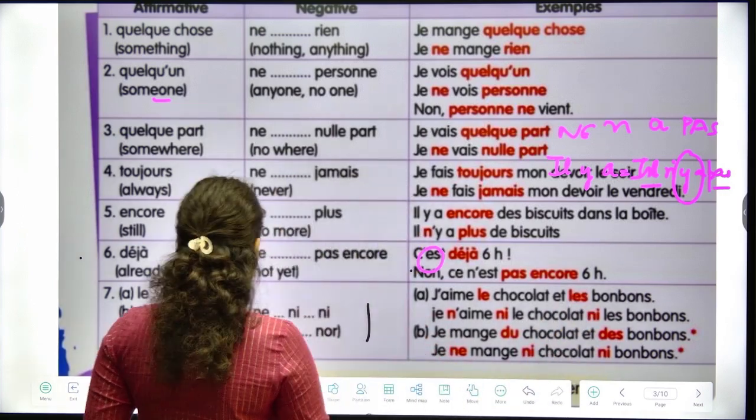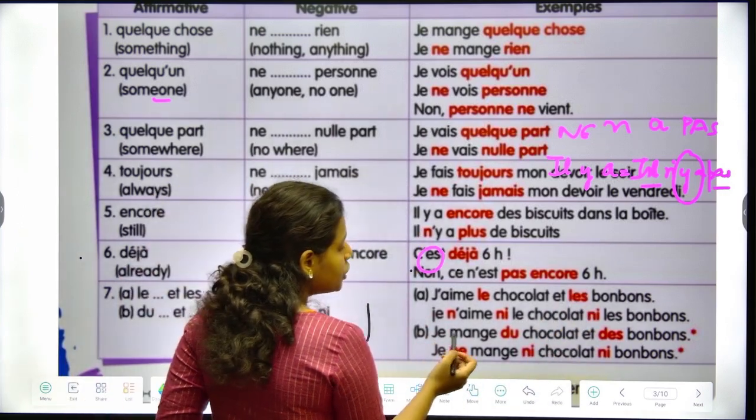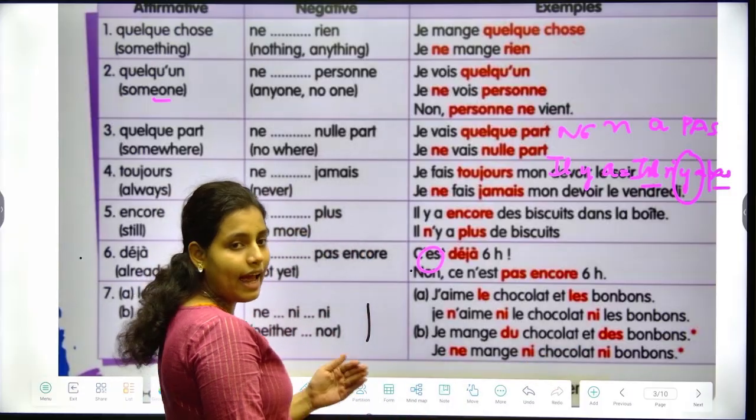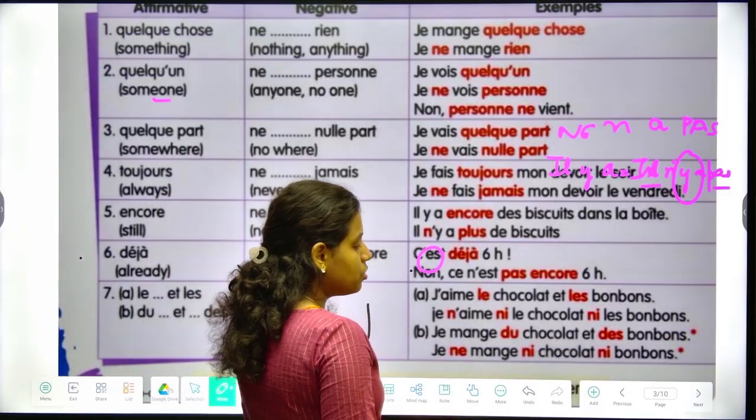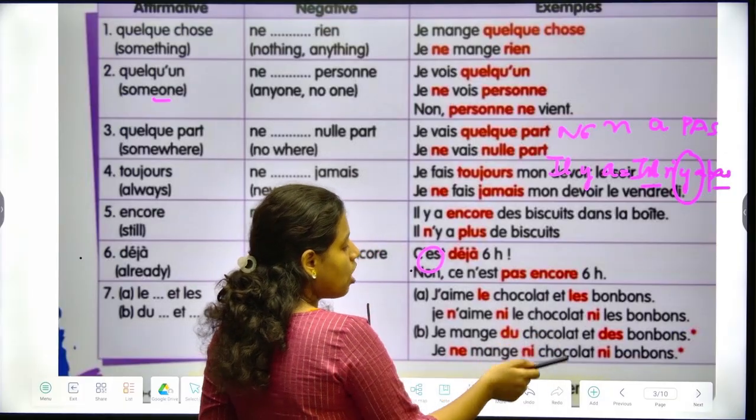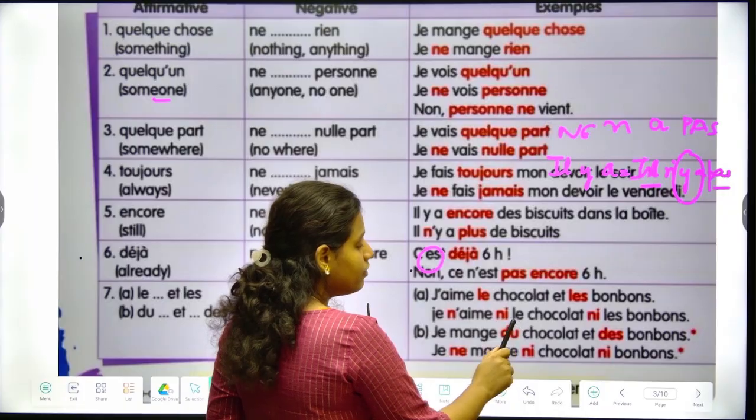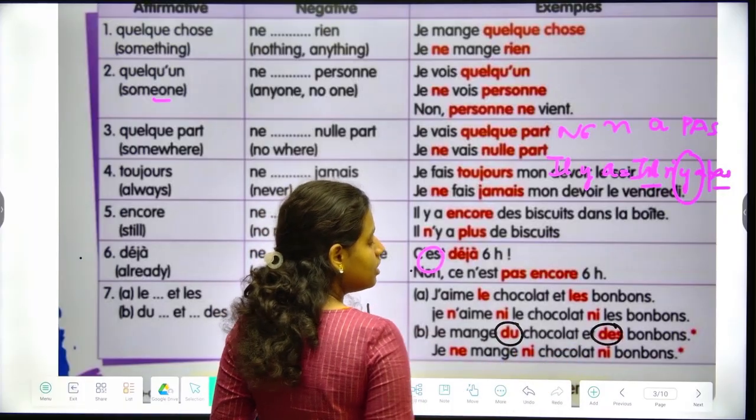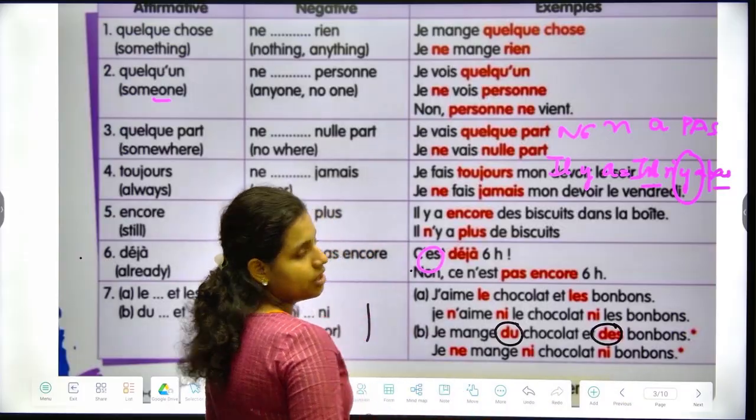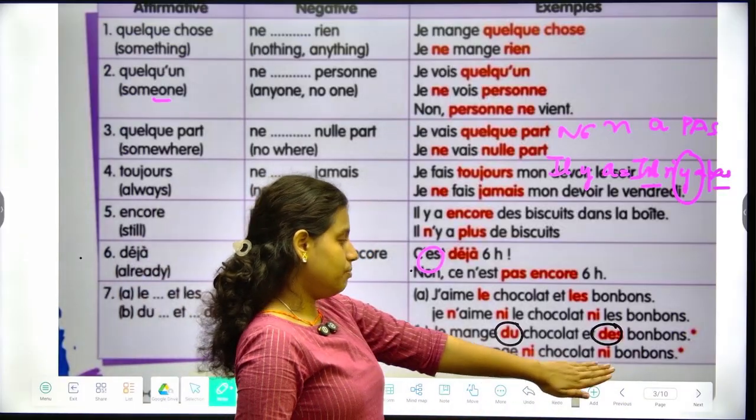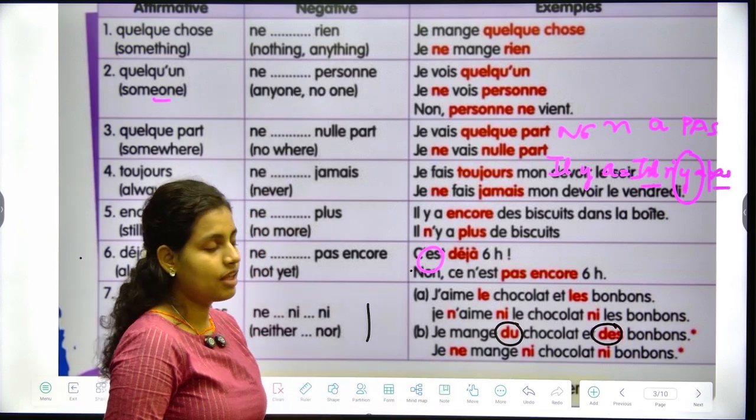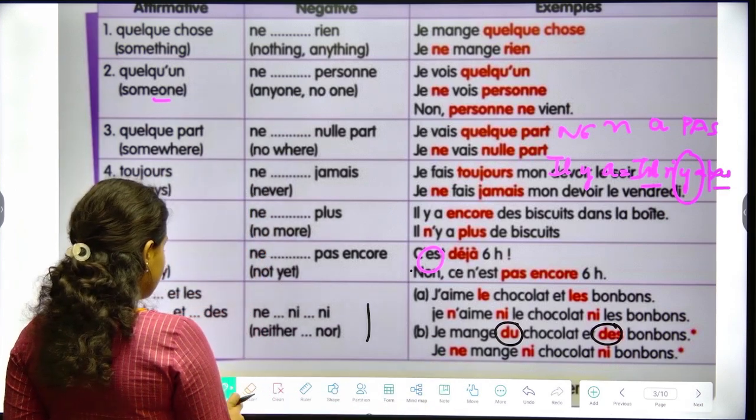Like you have here is je mange du chocolat et des bonbons. I eat some chocolate and some candy. So what we will do, as usual, we will put our negative marker ni before the chocolate and before candies, and we will remove the partitive article. We have removed this du and des. We have simply added ni chocolat ni bonbon before the nouns, and the marker ne before your verb. I hope the markers are clear.